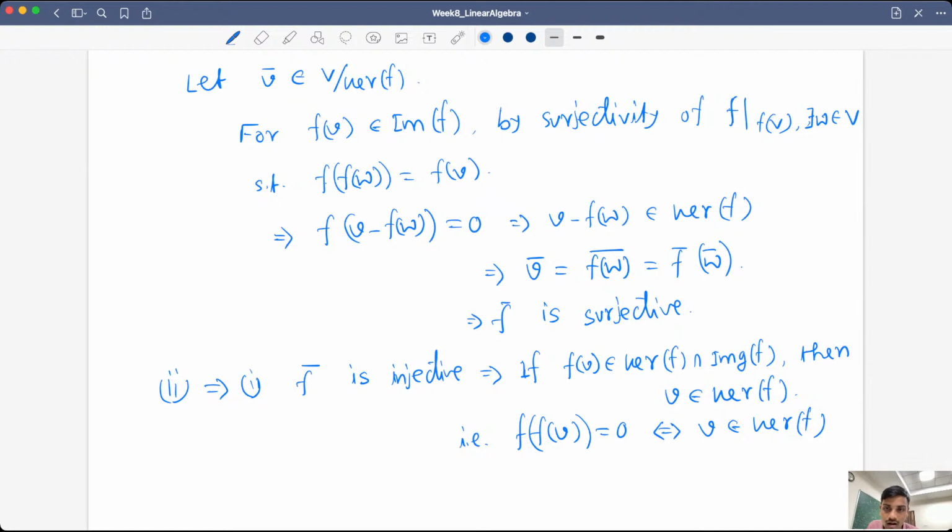So f(b) clearly belongs to the image of f, so that is not a problem. So I can take just w equal to v. So that's the important part: f(b) equals 0 if and only if b belongs to the kernel of f.